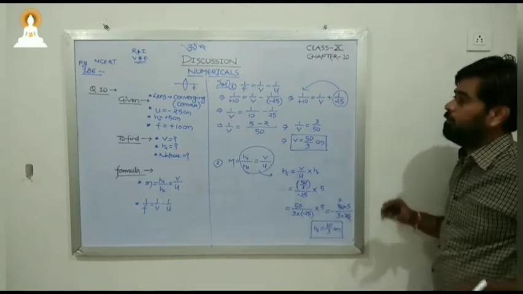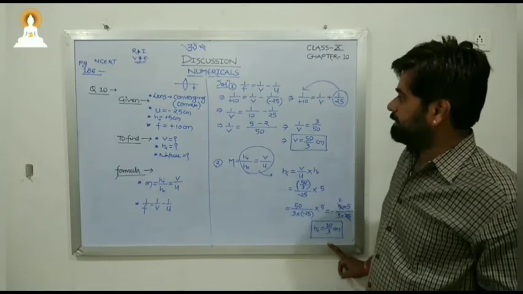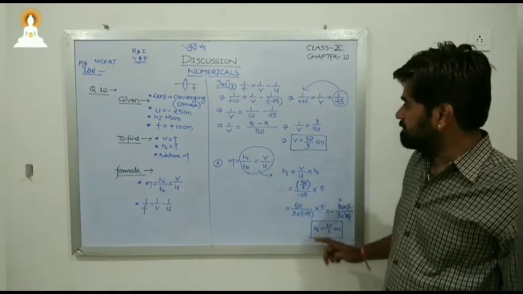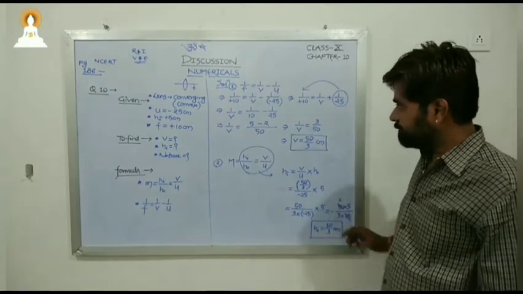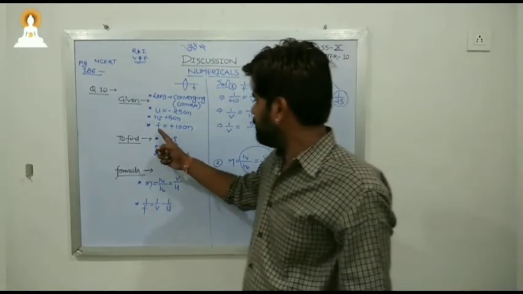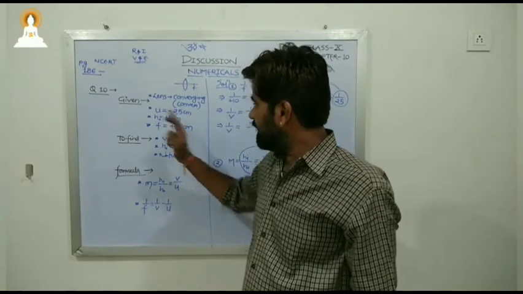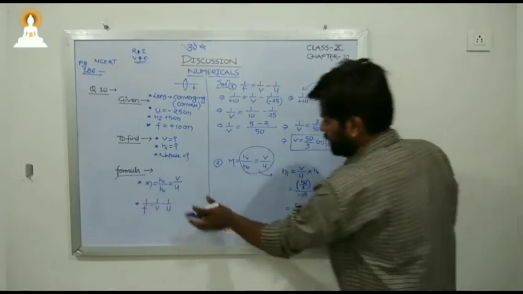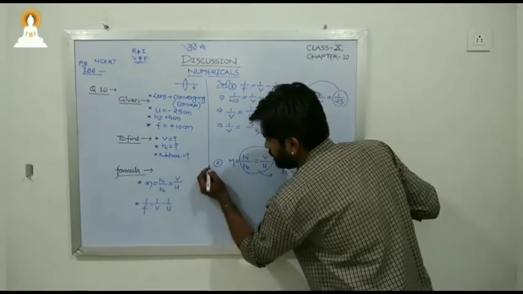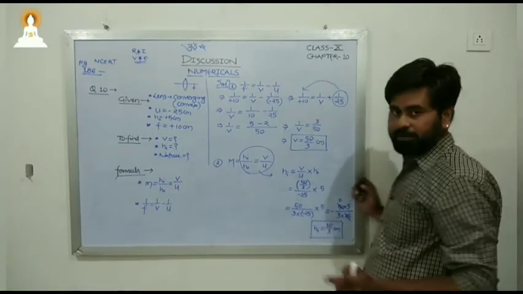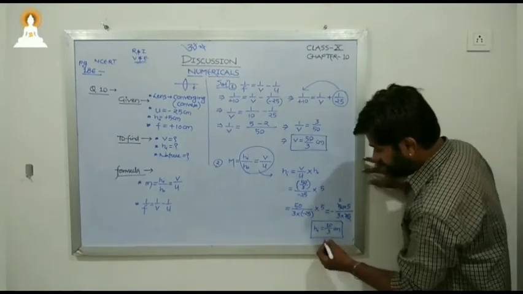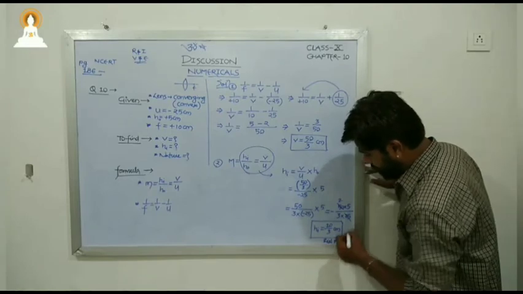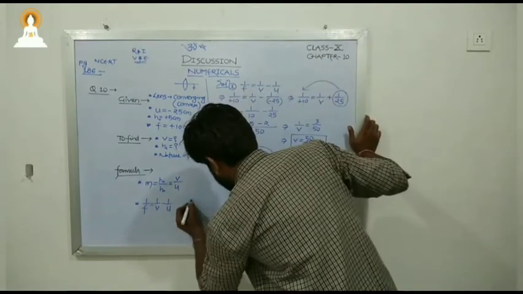Now we are quite confirmed that height of image will be minus 10 by 3, which means the image will be real. Now we may see that focus is at 10, so center of curvature will be at, okay, let us see now. So this was height of image. Now if height of image is negative, then it will be inverted. So it will be real too. Okay, real and inverted. So let us draw the diagram for this.